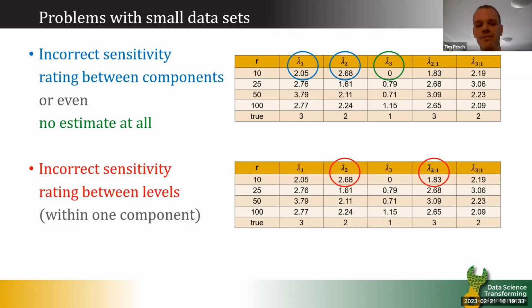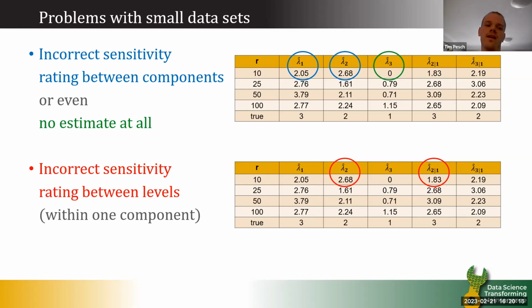So I'm going to point out a different issue, and then I'll talk a little bit about the solution for this one. That is called incorrect sensitivity rating between levels. Again, take a look at these 2 estimates, which are circled in red here: lambda2 and lambda2 given 1. Now these estimates are suggesting that the second tank starts to perform better once the first one has failed, which might not make any sense, and again is completely against what our engineers have been telling us for the last years.